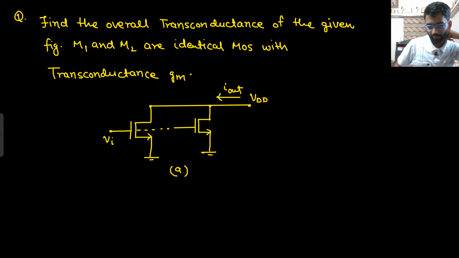So these are the questions given in front of you. There are 2 questions. You have to find the transconductance. M1 and M2 are identical MOS with transconductance GM. Both are having GM transconductance.